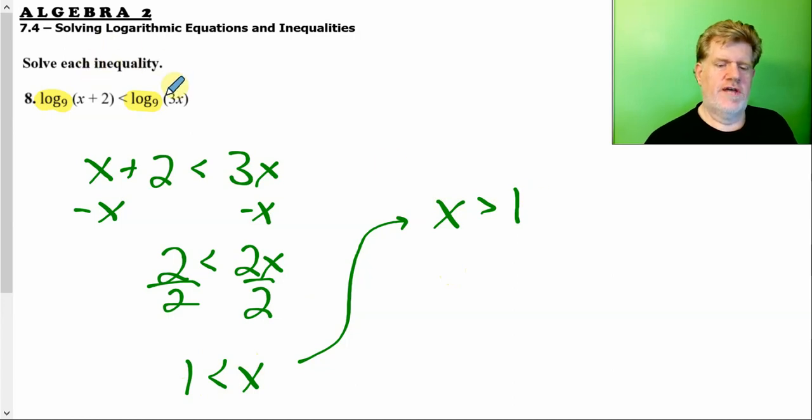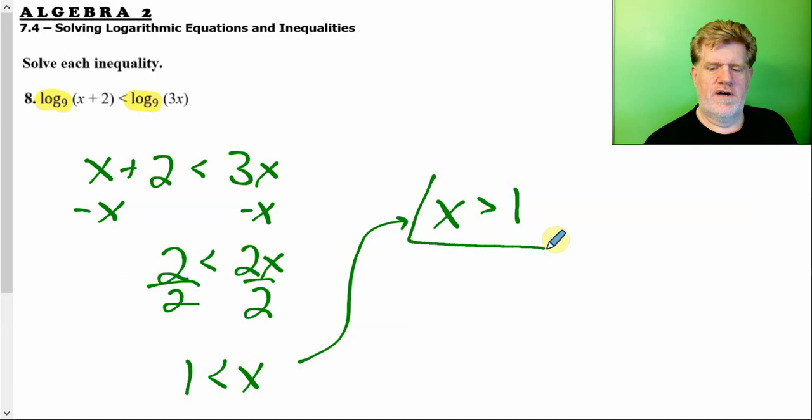So look at these two, x plus 2 and 3x. They can't be negative. But as x is always greater than 1, these aren't going to be negative. They're always going to be positive. So we've got ourselves a good answer right there. x is greater than 1.